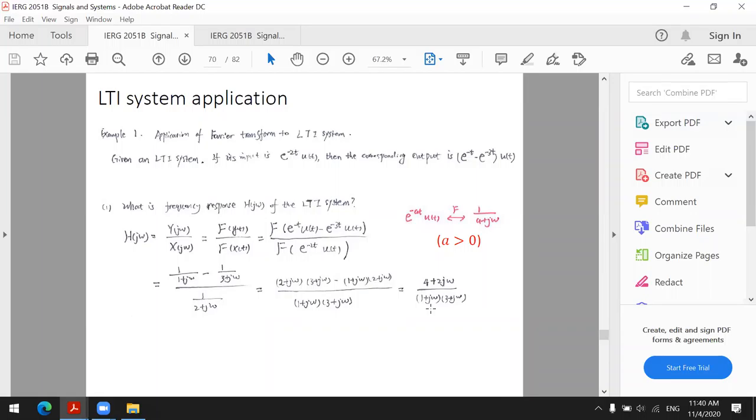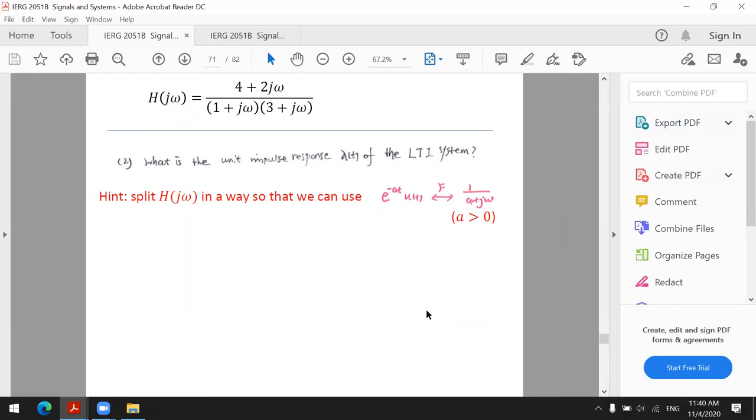And the second question, what is the unit impulse response, small h of t, for the LTI system? Last question, we already determined capital H, and we know that small h is the inverse Fourier transform of capital H. But here again, we can apply this property we obtained previously. But to apply this property, we need to first split capital H in a way that it is written as a combination of 1 over a plus j omega for some a larger than 0. So I will leave this for your practice, 2 minutes, and then we look at how to do it.